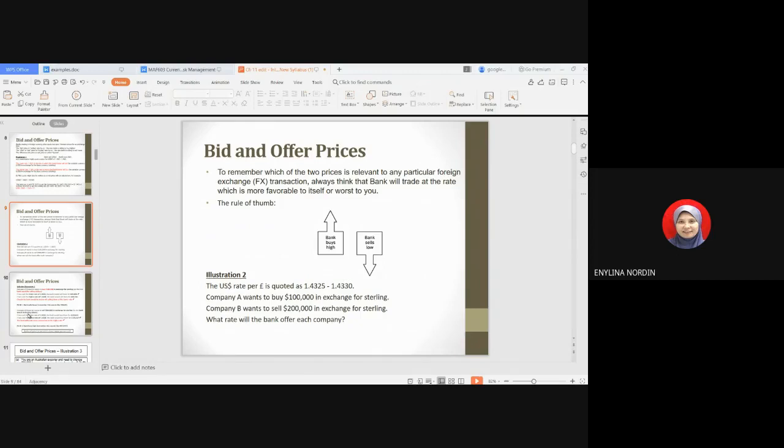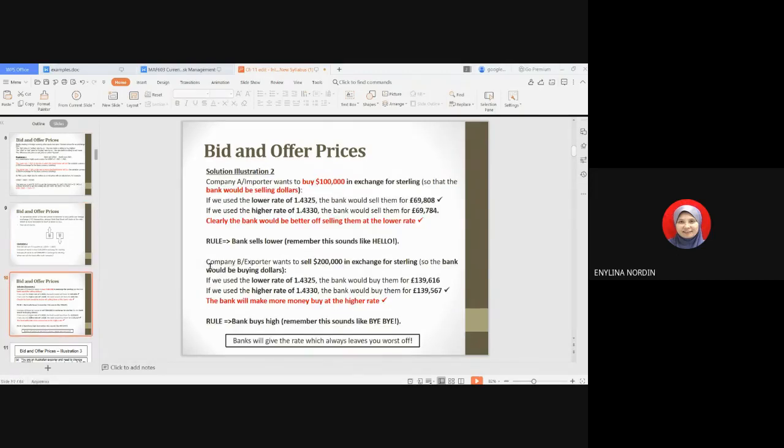So the company wants to sell $200,000 in exchange for sterling. What happens when the company wants to sell the $200,000 in order to get pound sterling? What should the bank do then? The company wants to sell because they want to get the pound sterling. So what should the bank do?